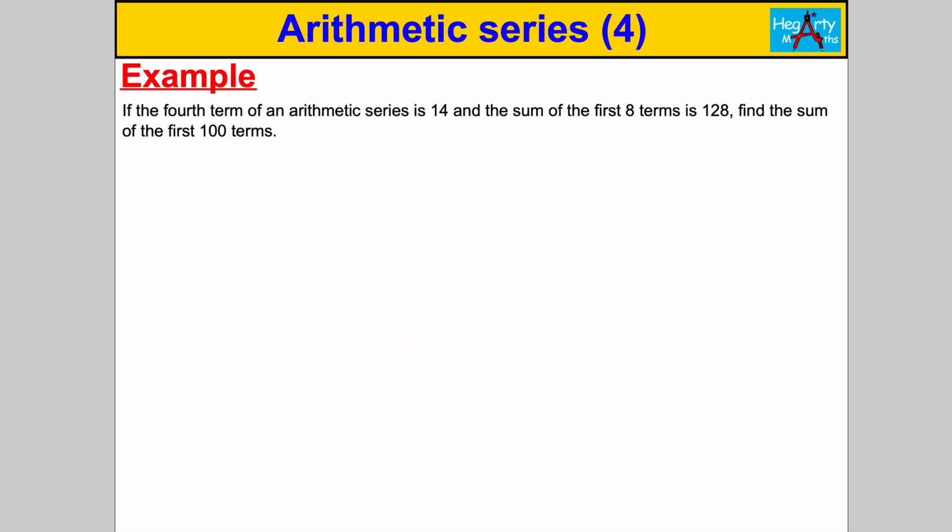Next question, pause and have a go. So we're told if the fourth term of an arithmetic series is 14 and the sum of the first 8 terms is 128, find the sum of the first 100 terms.